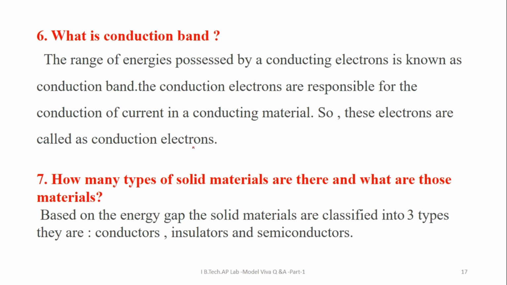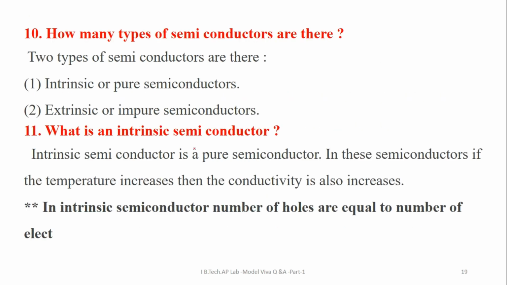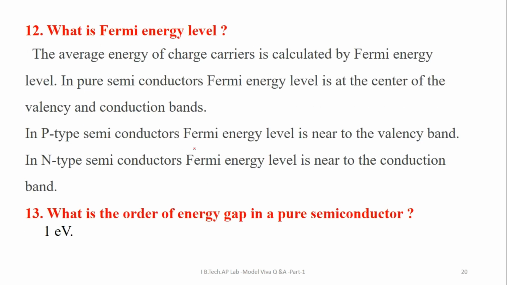Based on the energy gap, we classify the materials into 3 types: conductors, insulators, and semiconductors. Then what is a conductor, what is an insulator, and what is a semiconductor? Already we know. As we told previously, there are 2 types of semiconductors: intrinsic and extrinsic. Intrinsic are pure semiconductors and extrinsic are impure. In extrinsic semiconductors, we have p type and n type.